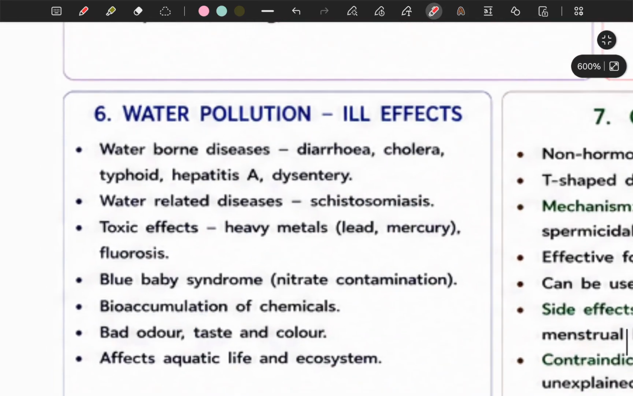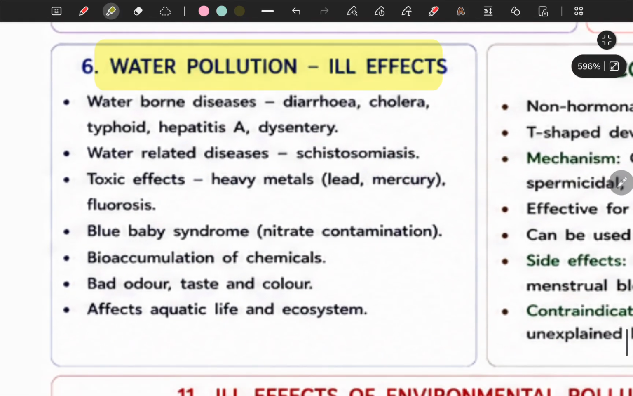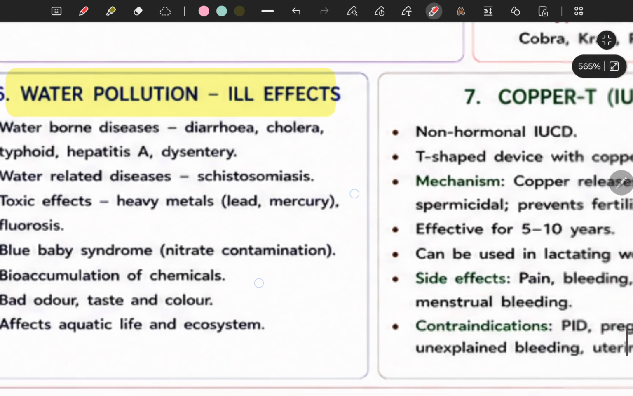Coming to water pollution, what can be the ill effects? Waterborne diseases like diarrhea, cholera, typhoid, hepatitis A, dysentery. Water related diseases like schistosomiasis. Toxic effects like heavy metals, lead, mercury, fluorosis. Blue baby syndrome due to nitrate contamination. Bioaccumulation of chemicals. Bad odor, taste and color. Affects aquatic life and ecosystem. These are the ill effects of water pollution.